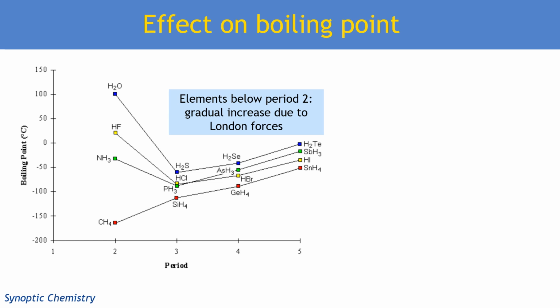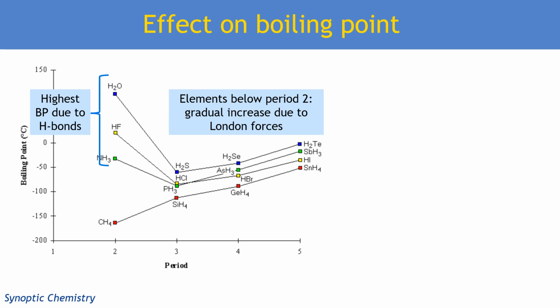So this is a relatively simple explanation. It's due to the size of the molecule getting bigger, so there are more electrons in those molecules as we go down the group, and therefore stronger London forces or van der Waals forces. But the period 2 hydrides have significantly higher boiling points for groups 5 and 6 and 7. So we've got water, HF and NH3, our examples of the molecules that contain hydrogen bonding.